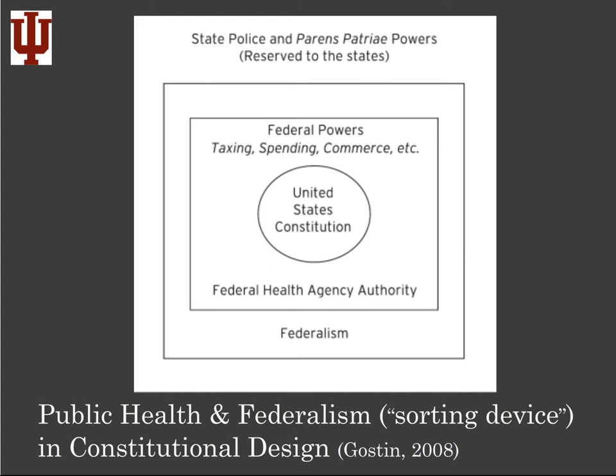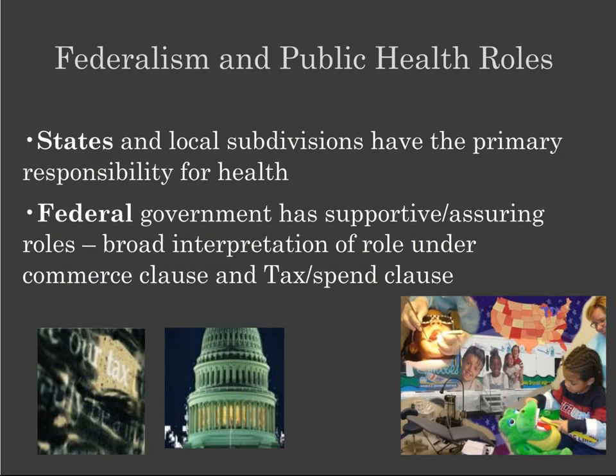Now, we often deal with this federalism in health policy, especially as we try to understand how the powers are expressed in particular issues. Let's take a moment to understand federalism and public health roles. So again, federalism is this concept of sorting between federal, state, and local subdivisions of their powers and authorities. States and local subdivisions have the primary authority for public health. States are the primary government.